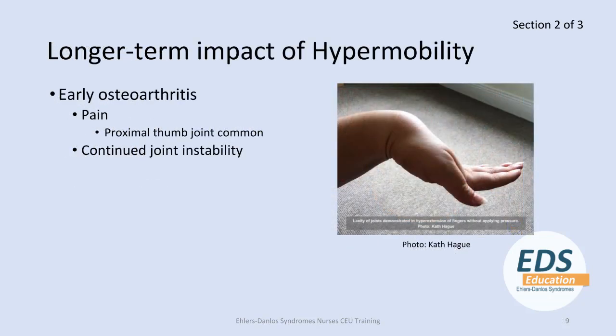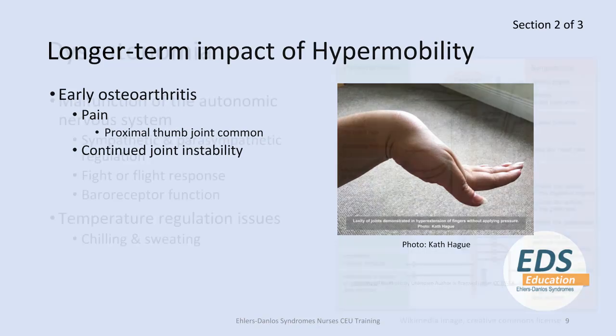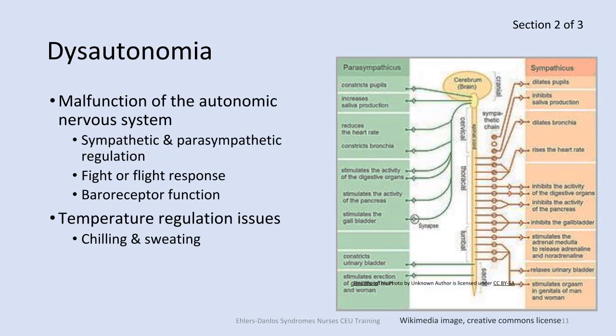Long-term complications may include damage to joints, early arthritic changes to the joints, and possibly limited movement, which can be deceiving when diagnosed at a later age. EDS patients may have what is called dysautonomia. This is basically a malfunctioning of the autonomic nervous system.